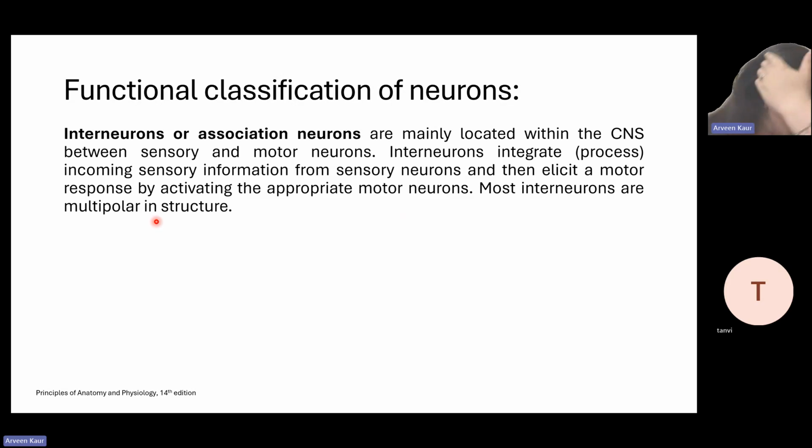I have anyway given you an example of bipolar neurons. They are present in the photoreceptors of the eye, right? The olfactory receptors also, I think.